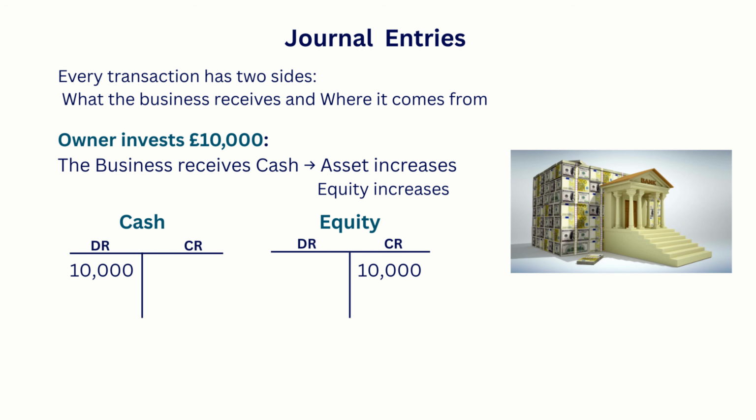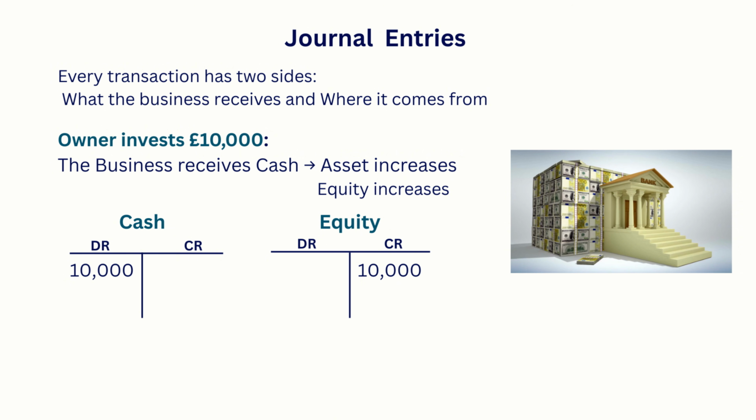But here's the important part. Where did that cash come from? It came from the owner. So the owner's interest in the business is equity. It also increases. So 1 transaction, but 2 effects. Cash goes up and equity goes up.